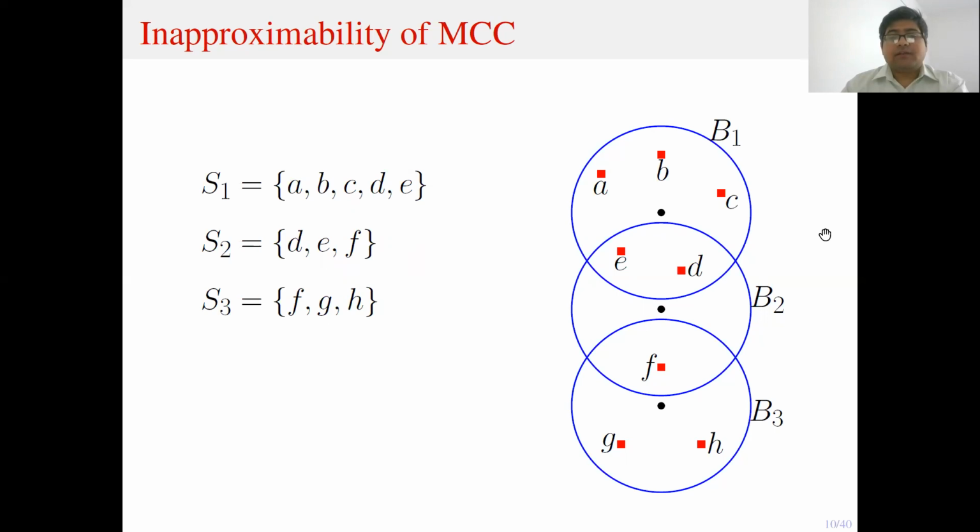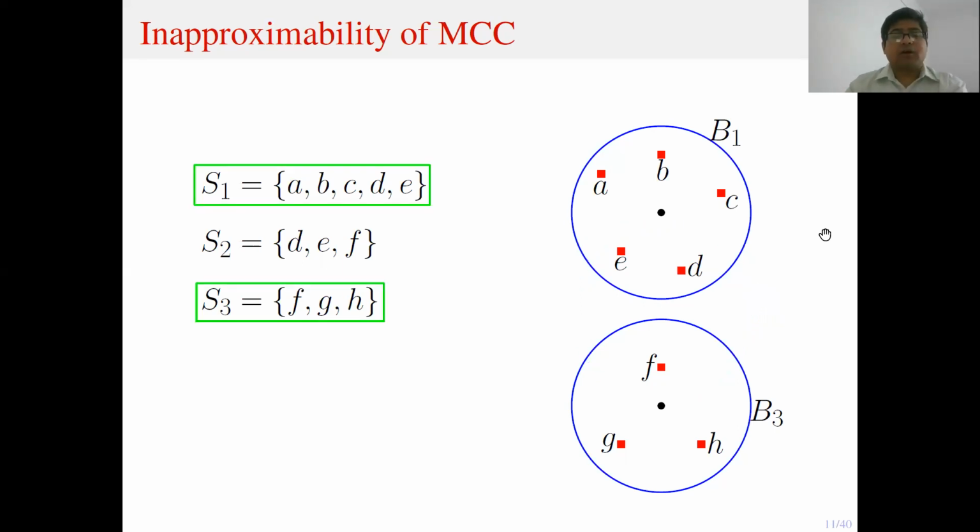and in this example, the elements A, B, C, D, E are in S1. So the points A, B, C, D, E are inside the unit ball B1. And then we consider the metric induced by these distances, and we set the capacity of each ball to be n, the total number of elements in the ground set. And it is not hard to see that there is a one-to-one correspondence between a solution of set cover and a solution of this problem.